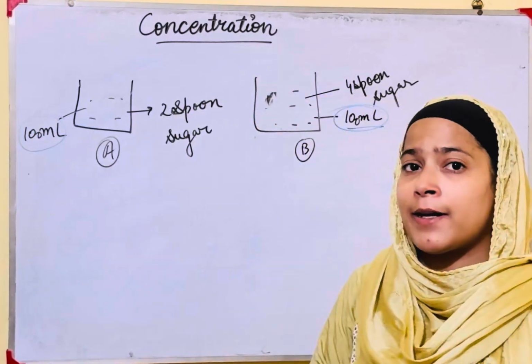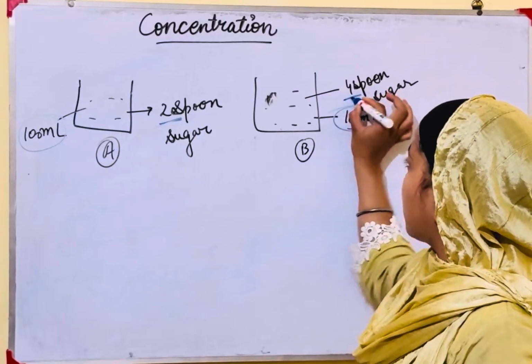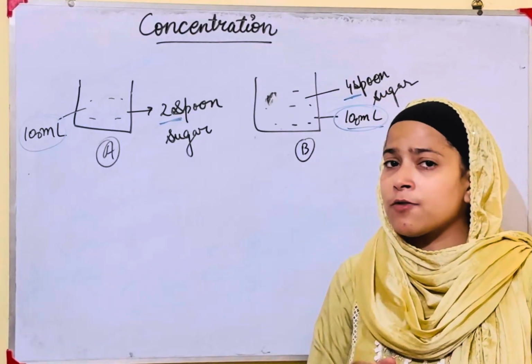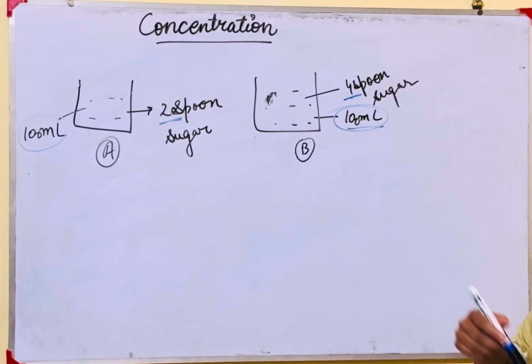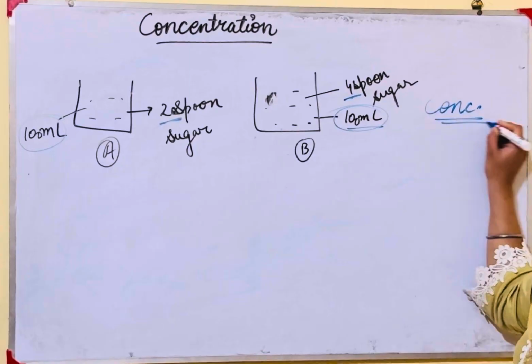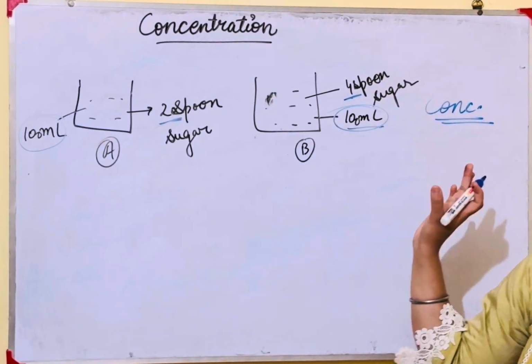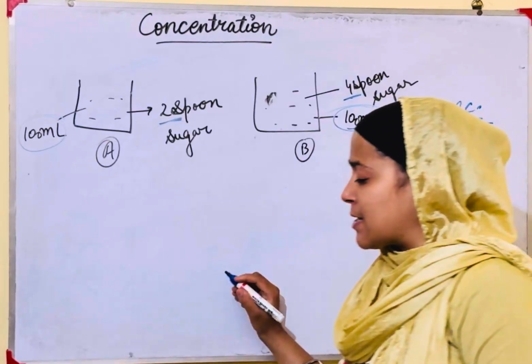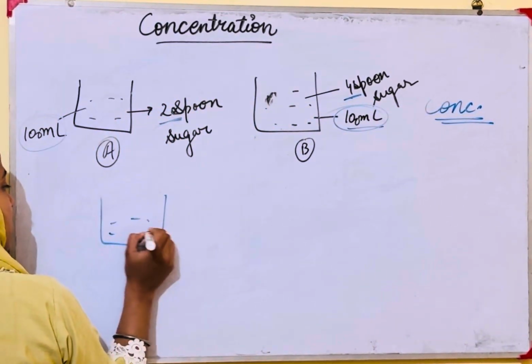So amount of solvent is constant. So solute will be changed. Here 2 spoons and here is 4 spoons. Amount of solute is more in which case? Case B. So this solution is more concentrated. Means more amount of solution is present. So this is concentration.